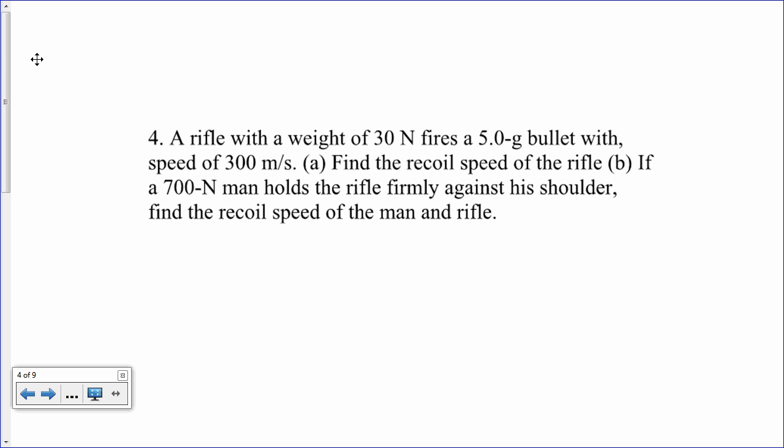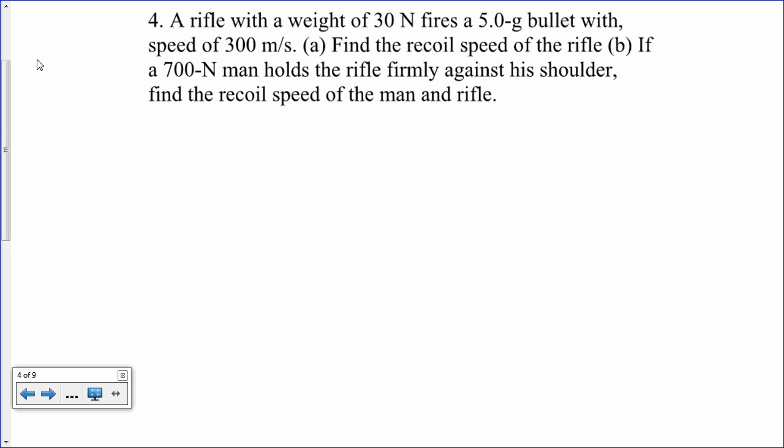All right, a rifle with a weight of 30 newtons fires a 5-gram bullet with a speed of 300 meters per second. Find the recoil speed of the rifle. So what I have here is this rifle. I should go the other way. And then there's a bullet coming out of it.